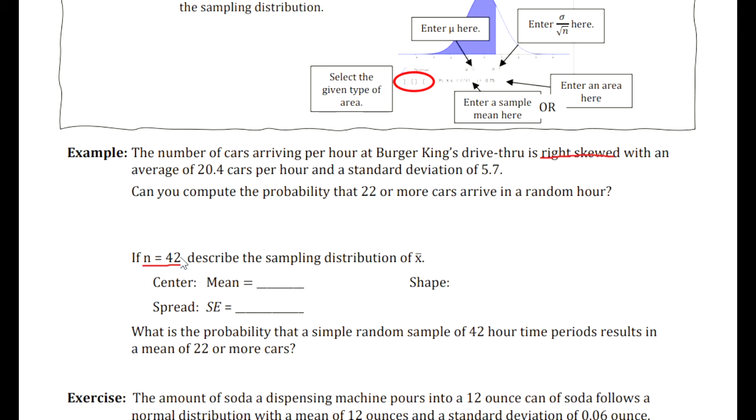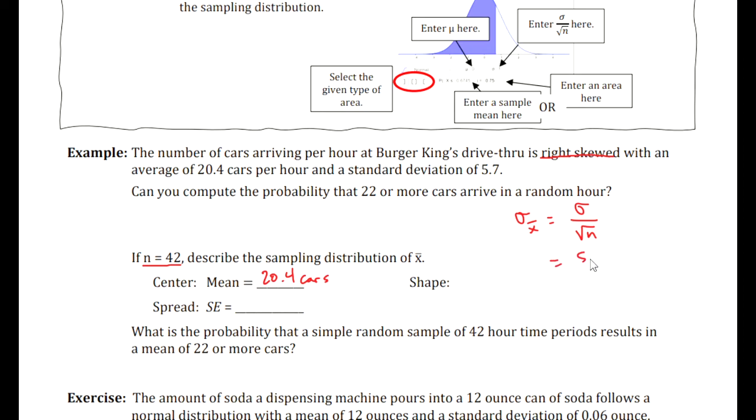So what is the sampling distribution of x bar? Well, its mean will be the same as the mean of the underlying distribution. It'll be 20.4 cars. The standard deviation, however, will be different, and it will be given by the formula that we find on our formula sheet. The standard deviation of x bar, also known as the standard error, will equal the standard deviation of the underlying distribution divided by the square root of n.